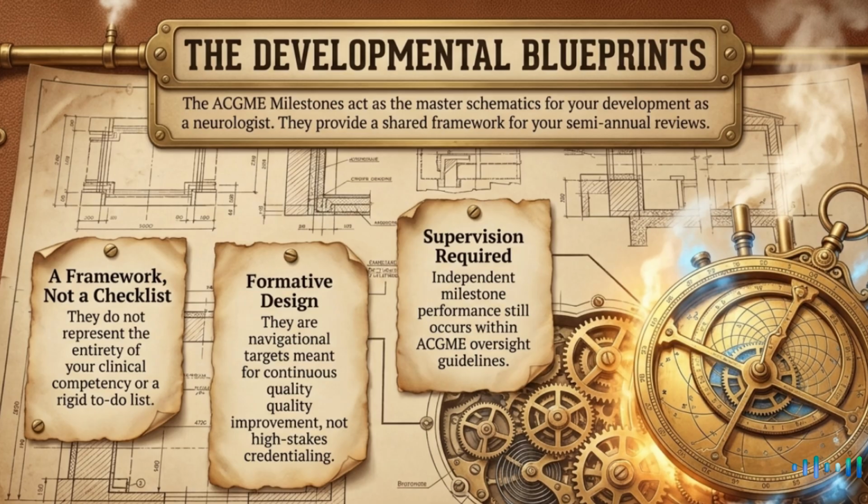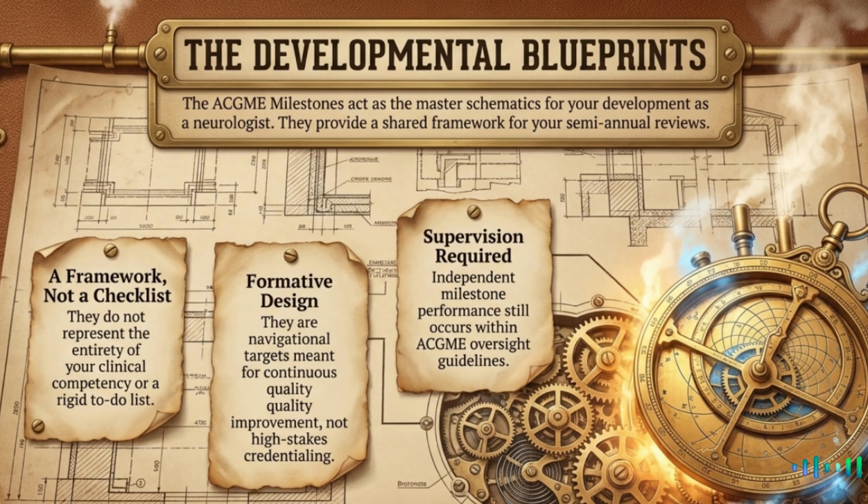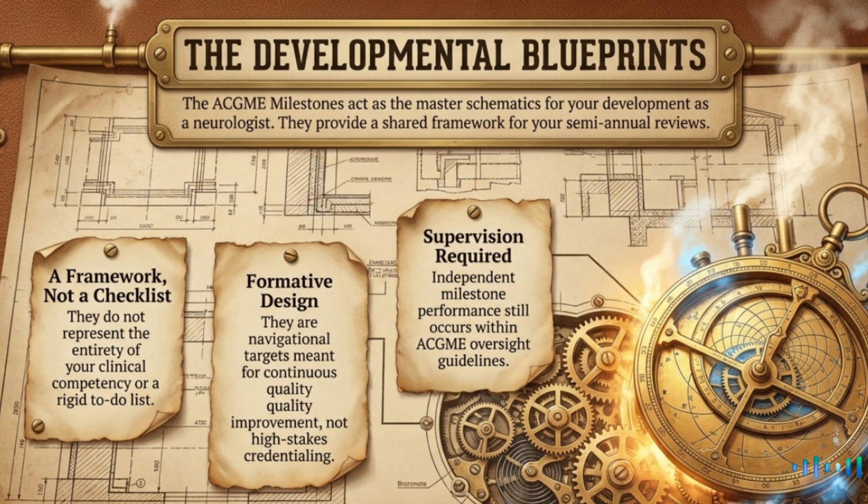So the absolute most crucial thing to wrap your head around is that these milestones are simply a framework. They're here to assess your development in key competencies. Think of them as formative targets, not some high-stakes pass or fail exam. The key word here really is formative. They're literally designed to show you exactly where you stand and what specific skills you need to tackle next to become a fully capable neurologist.